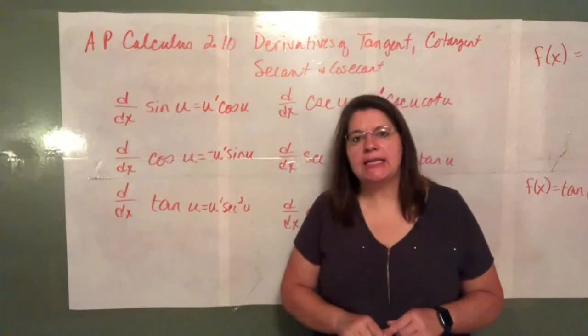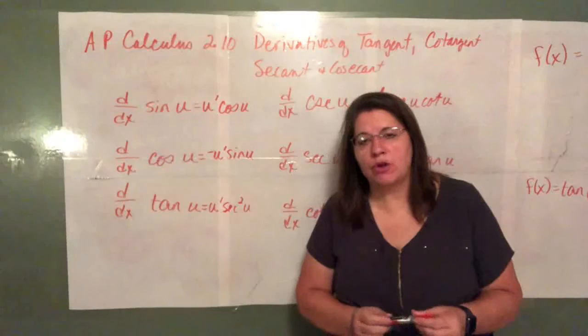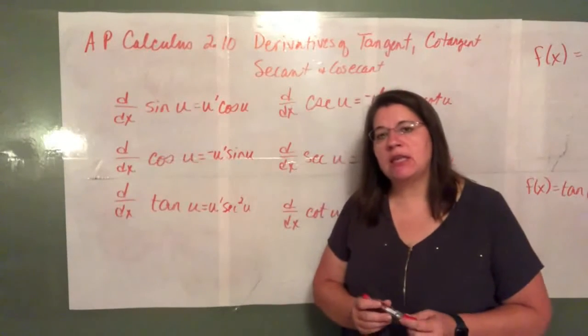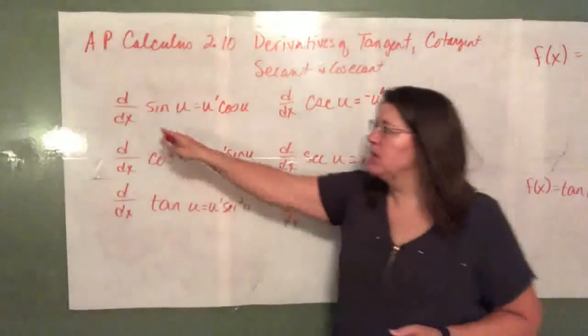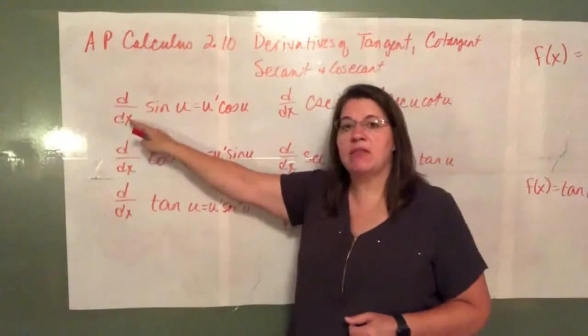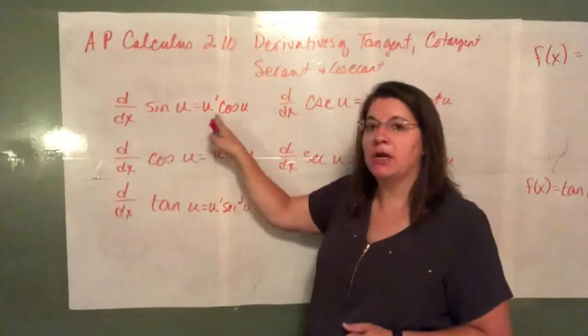Calculus 210, and today we're going to talk about the derivative of the rest of the trig functions. So tangent, cosecant, secant, and cotangent. I've got the derivatives up here. Remember, d over dx means the derivative of sine u equals u prime cosine u.